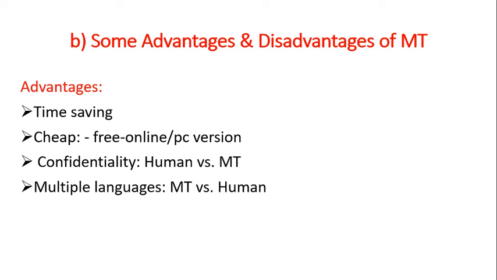Machine translation provides, of course, translation between multiple languages, whereas one human translator can only translate between maybe not more than 4 to 5 languages, and this is the utmost. But machine translation systems can translate between numerous languages, and this is a very, very important advantage for machine translation.